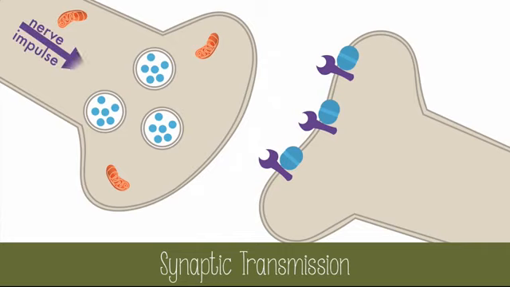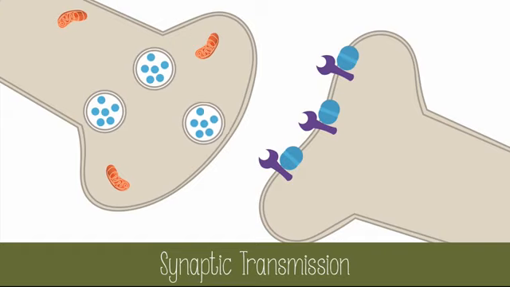First, a nerve impulse in the presynaptic neuron reaches the end of the membrane. This causes calcium ions to diffuse into the cell through channels in the membrane. The influx of calcium causes vesicles with neurotransmitters in them to move and fuse to the cell membrane. The neurotransmitters are released into the synaptic cleft by exocytosis. They diffuse across the synaptic cleft and bind to receptors on the postsynaptic membrane.